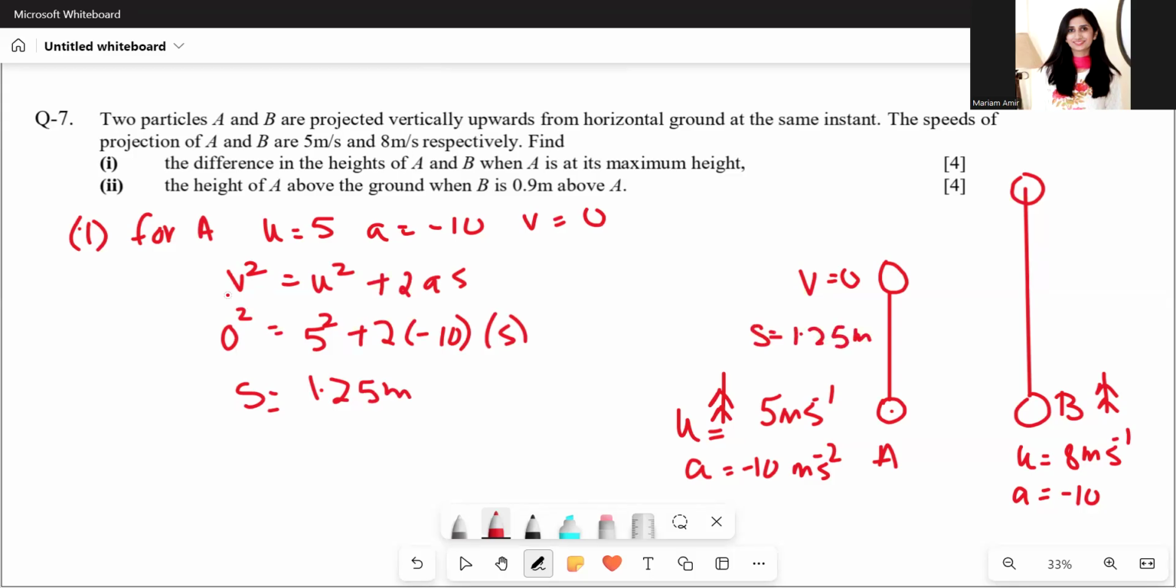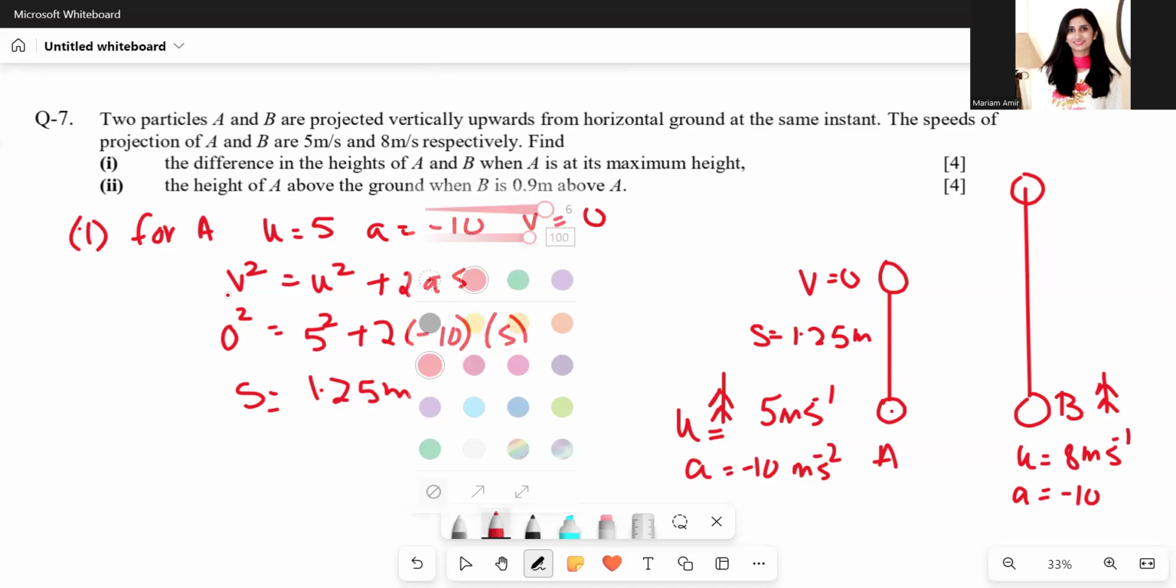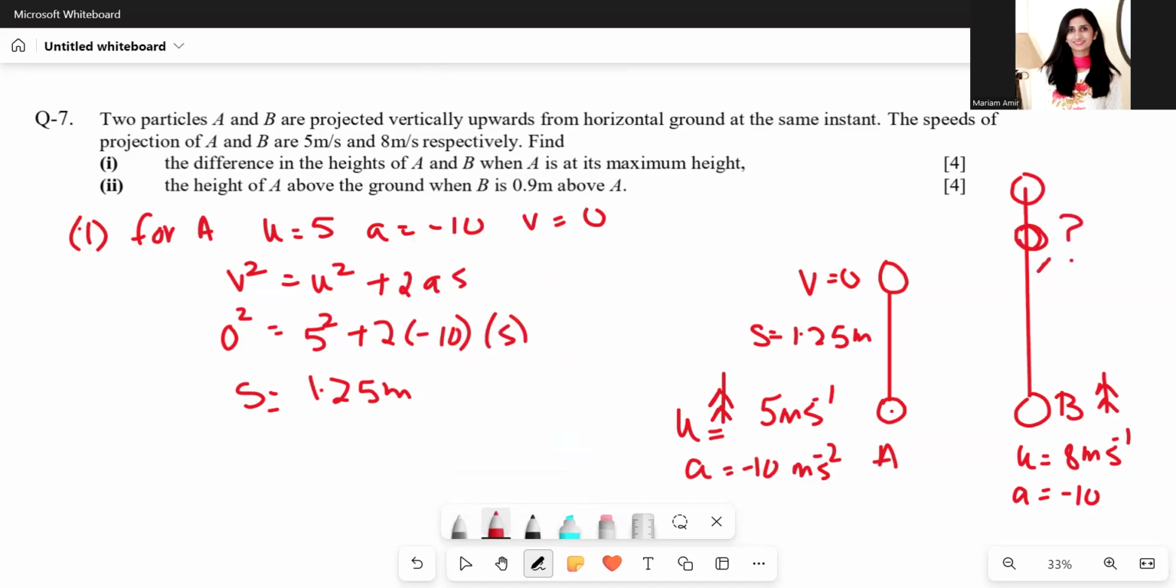Okay, so we need to find the difference in heights of A and B when A is at its maximum height. So when A is at its maximum height, let's say B is somewhere over here. So what is this height? We need this height, and then we find the difference of that height and 1.25. What we need first is the time at which particle A reaches its highest position. And at the same time, we're going to find the distance covered by particle B and then subtract these two. So we need time here.